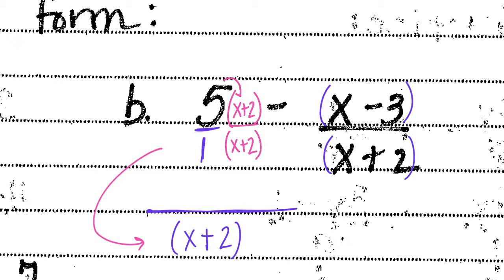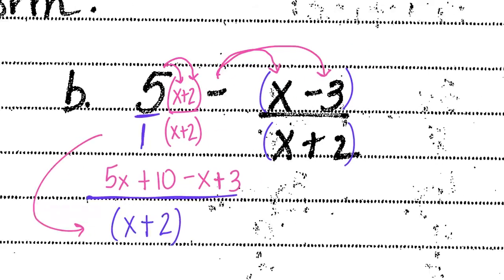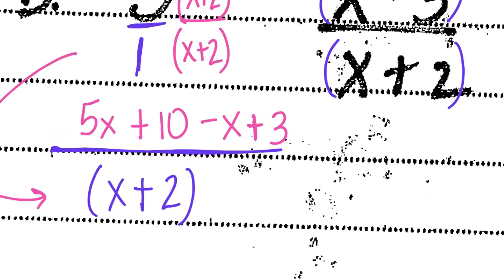Remember, I'm going to distribute here. 5 times x is 5x. 5 times 2 is 10. And don't forget to distribute this negative. We forget this negative a lot because typically they don't show the parentheses. I like to fill them in. So it's going to be minus x plus 3. And of course we can reduce here and add like terms.